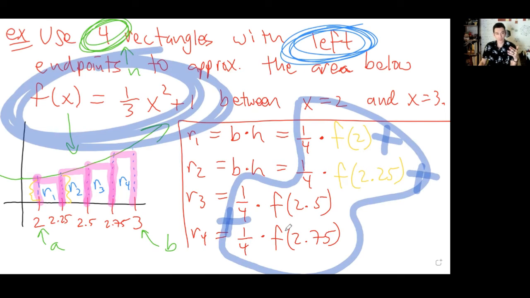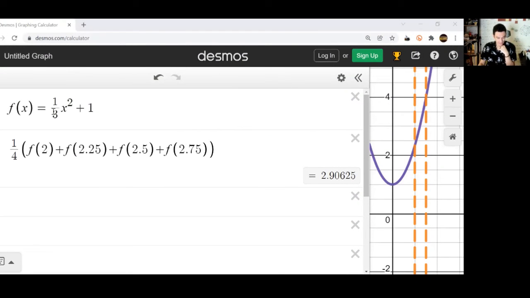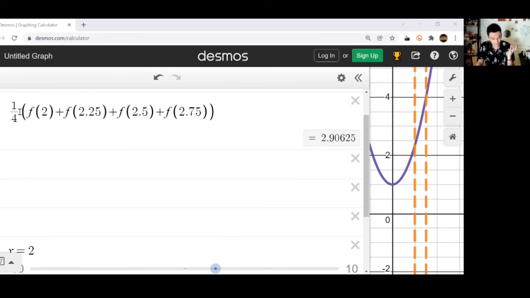Let me type that in for us, and we can fast forward to that part. So guys, take a look at what I've typed in. In the first box, I typed in the function, and that's the purple parabola. Now in box 2, I typed in all of the rectangles added together. I did notice that they all had a base of 1/4, so I took that out to the front. I factored out a 1/4 to the front, and then inside it's just f of 2 plus f of 2.25 all the way to the end.